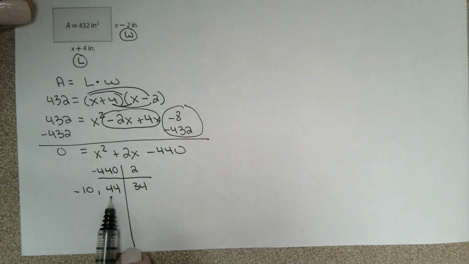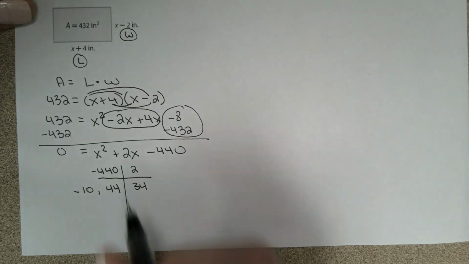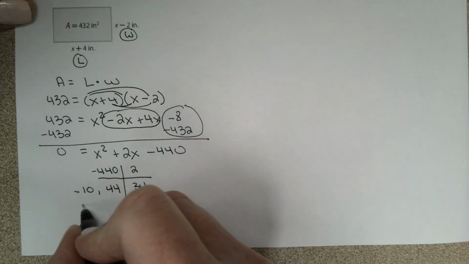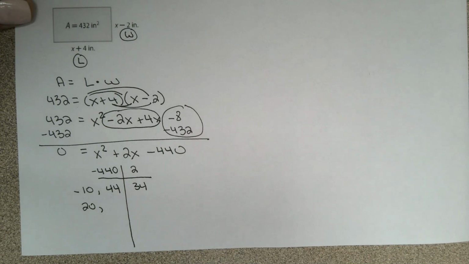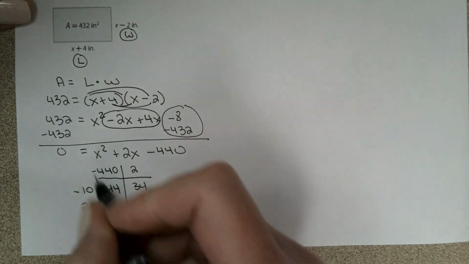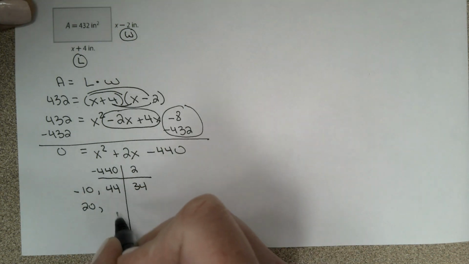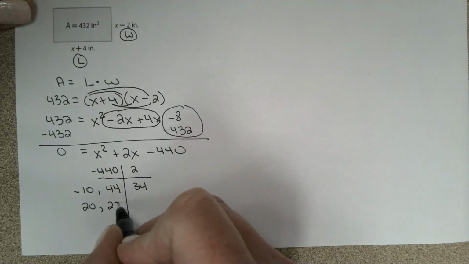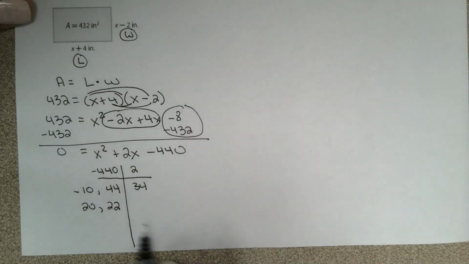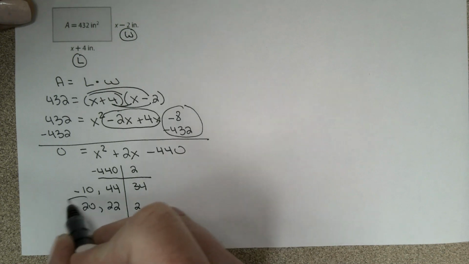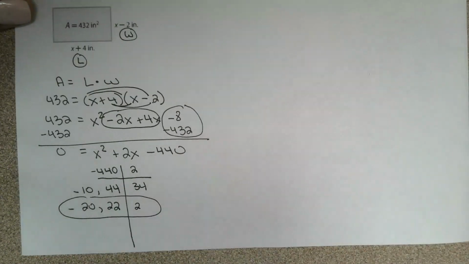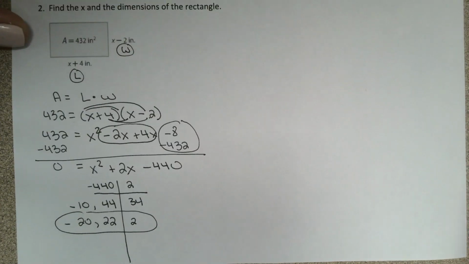I noticed that 44 is also an even number, so I'm guessing that 440 is also divisible by 20. And when I did that in my calculator earlier, that was 22. So it has to add up to 2, so therefore the smaller number has to be the negative. That adds up to 2. So that one is your winning combination right there.